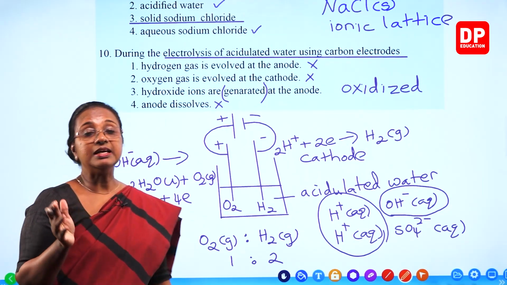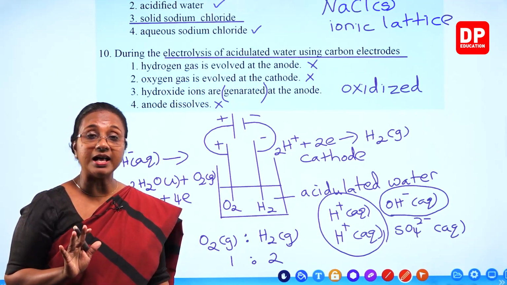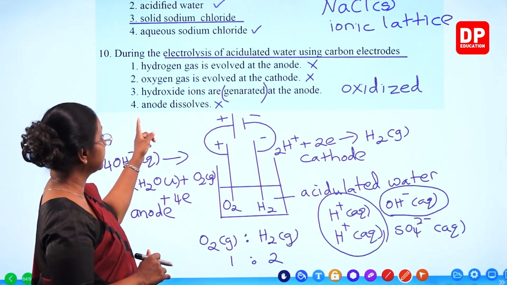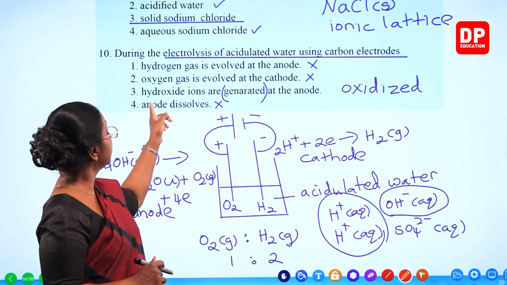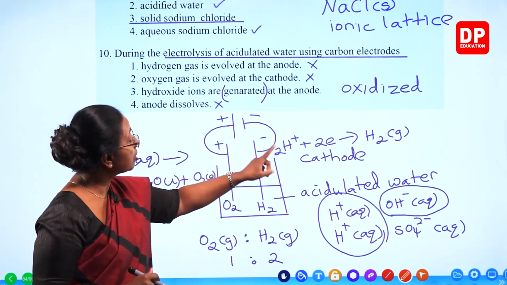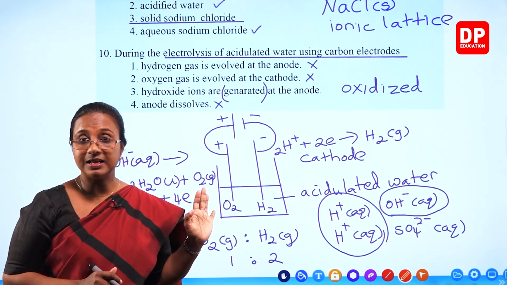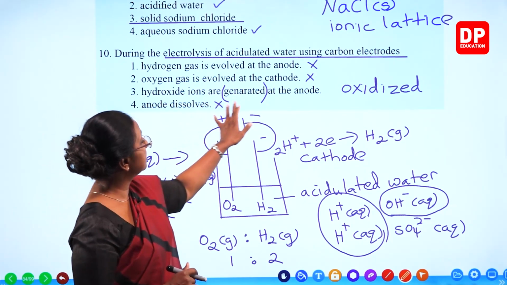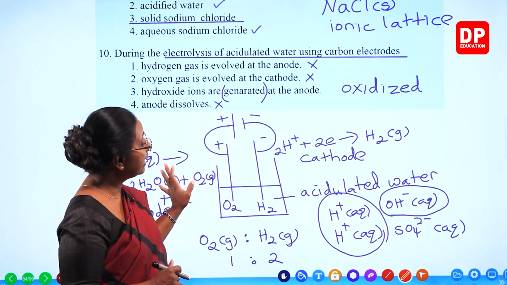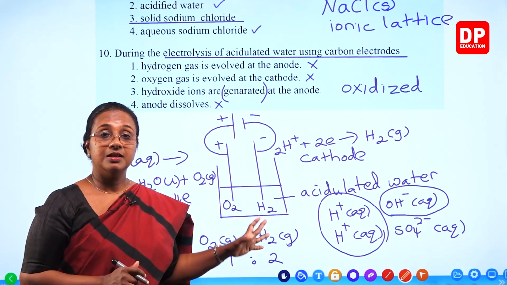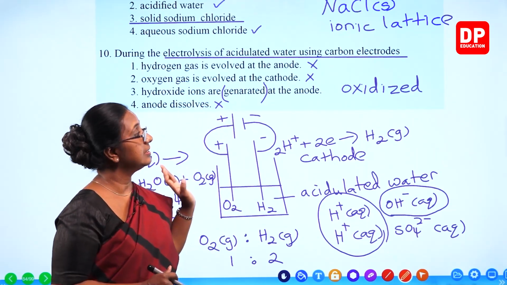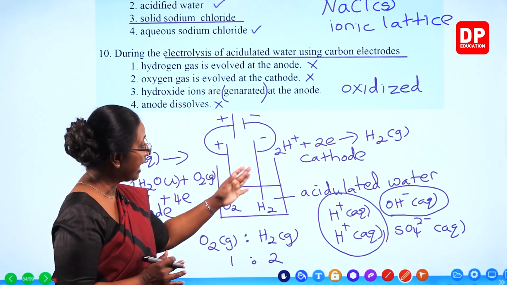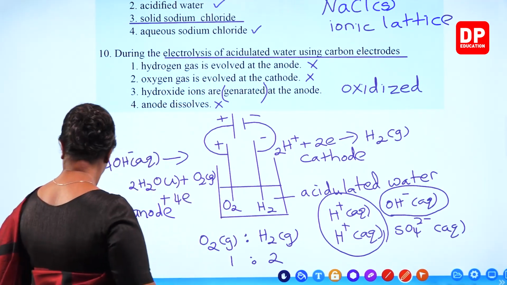So if you look at the textbooks of the other mediums, there you will see the answer given, the third answer says oxidized. If it says hydroxide ions are oxidized at the anode, that is correct and that will be the answer to this question. But here, since they say generated, that does not happen there. So because of that, there is no answer for this question. You all have to understand that, students. So with that, I'll move on to the next question.